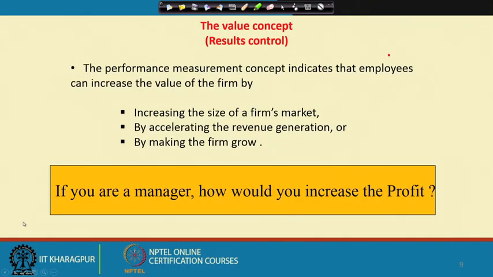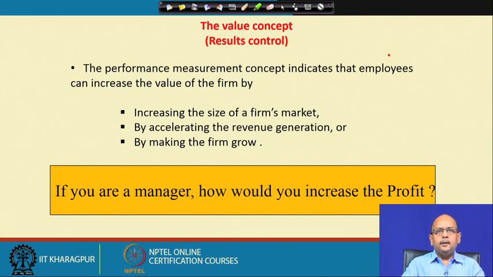Now, moving further, we talked about this value concept, which means that performance creates value, right. So, when we are talking about performance, we are talking about results. It means everybody who is working in an organization is supposed to contribute to the performance of the organization. So, we have to see how we are going to increase the value of the firm, right. For example, if you are a manager, then how do you increase profit? Okay, by increasing the firm's market, by generating more revenues, or by ensuring that the firm grows. So, the concept of value creation is very important, because everybody in the organization is supposed to create some value, and this value is measured by what? Your performance, because performance creates value. Okay. So, everybody in the organization is supposed to create value for the organization.